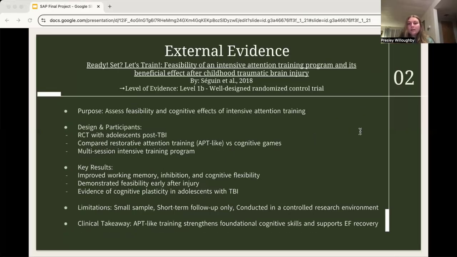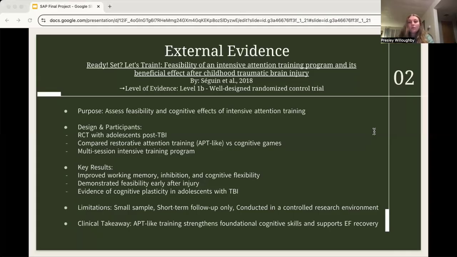The second APT study from Seguin et al. in 2018 was a level 1B randomized control trial examining the feasibility and cognitive effects of an intensive attention training program in adolescents with moderate to severe TBI. Participants were randomly assigned to either a restorative attention training group or an active comparator group completing cognitive games.